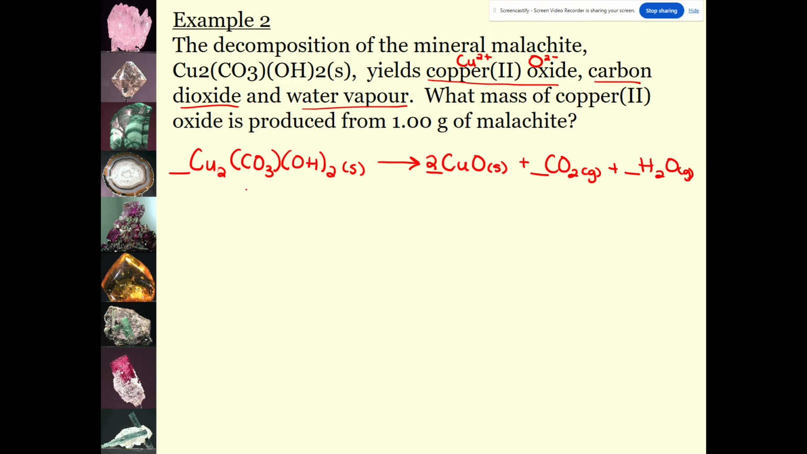So carbons, I have 1 carbon here because there's no number. Don't ask me why that's in brackets, that's just the way they wrote the formula, but there's an invisible 1 there, so there's only 1 carbon. I have 1 carbon in my carbon dioxide, so that looks good.